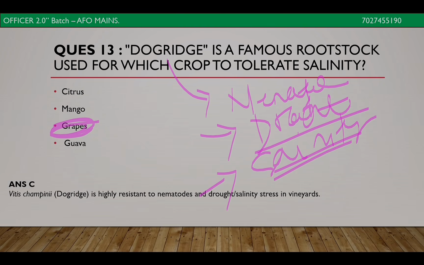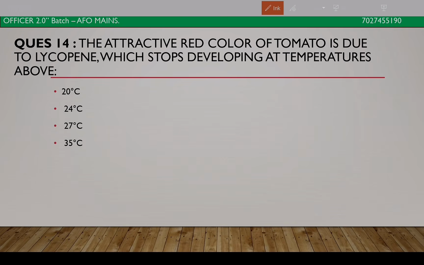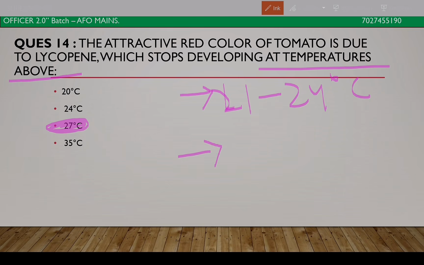Now let's move to the next question. Next question is, the attractive red color of tomato is due to lycopene, which stops developing after temperature above. Okay. Asking what? Which stops developing after temperature above, means the temperature at which it stops producing. And the answer will be here at 27 degrees Celsius. Okay. Don't confuse, because lycopene produces best when the temperature is 21 to 24 degrees Celsius. But when the temperature reaches 27 and beyond, then the lycopene production stopped.